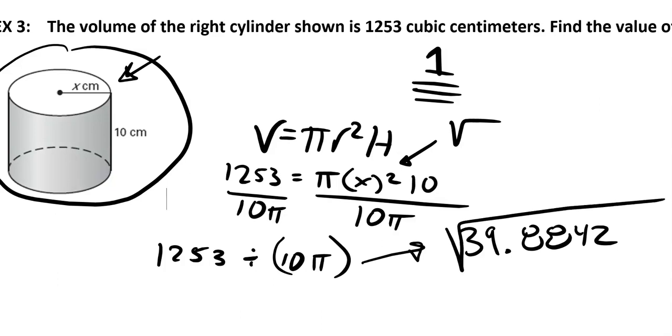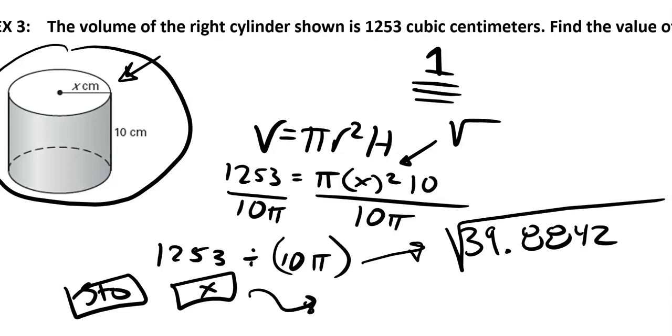Another thing you could have done is when it was in your calculator, you could have pushed the store button and then you could have pressed the X button. And then that exact number would have been in your calculator and you would have been able to say square root of X and it would have square rooted the exact number, which would have been really cool. What do you end up getting when you square root 39.8842? I'm going to say approximately 6.3.